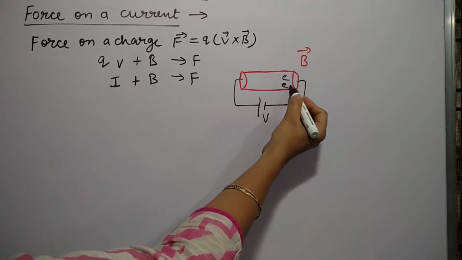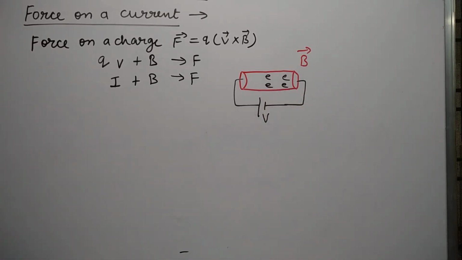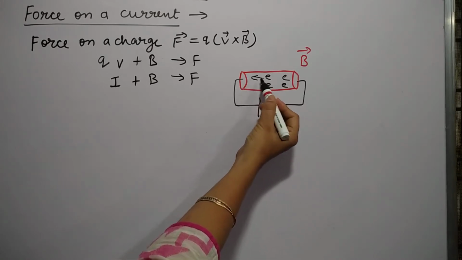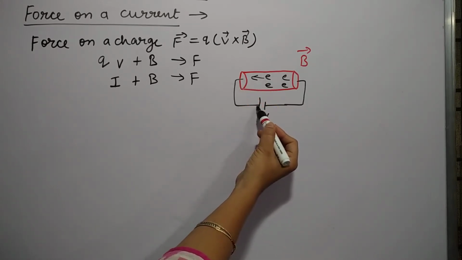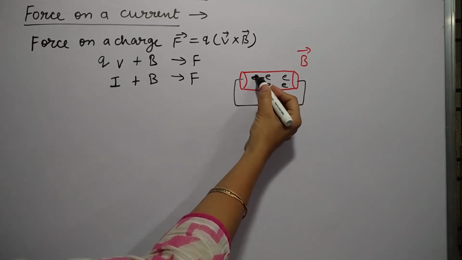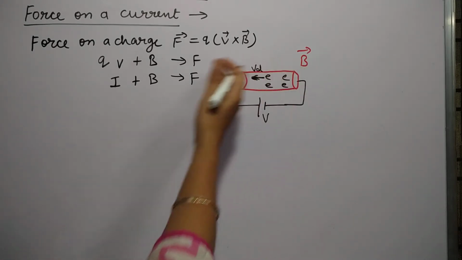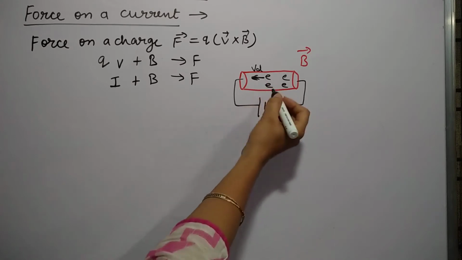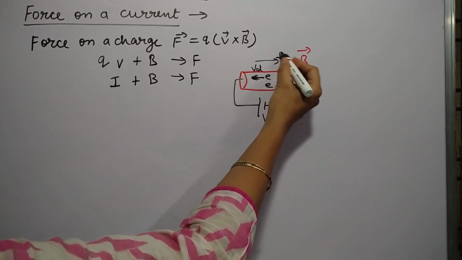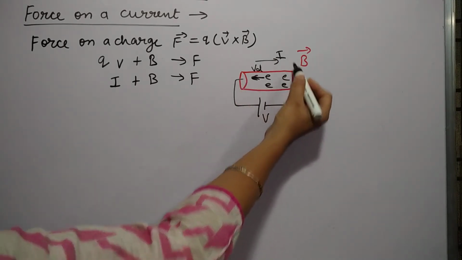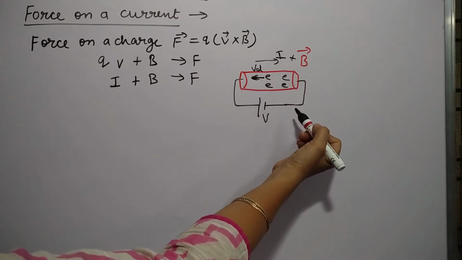Because there are so many electrons in the conductor and all the electrons, being negatively charged, are forced towards the positive of the battery. So they all get a velocity which we call drift velocity. That's why the current is formed. So when all the electrons are moving here, current is actually moving in this direction, because current is always opposite to the electron flow. So I is also present and B is also present.